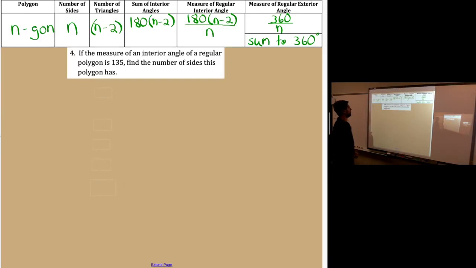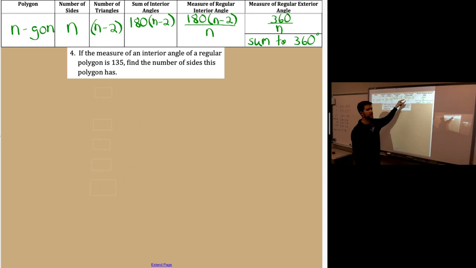Moving on, if the measure of an interior angle of a regular polygon is 135, find the number of sides of this polygon. So this one's a little bit different because I'm not given the number of sides. I need to find n, the number of sides. But I know that the measure of a regular interior angle is 135. Do we have an equation for that? Yeah, right here. Measure of a regular interior angle. And this right here has n, and I know that that whole thing is equal to 135. So I'm going to use this equation, set it equal to 135, and then try to solve for n.